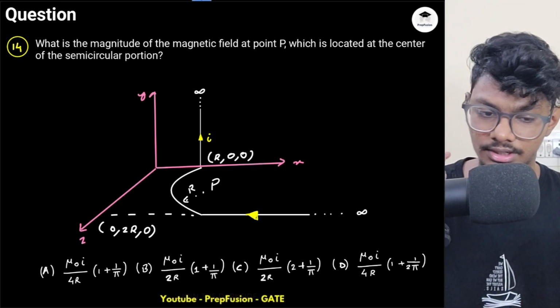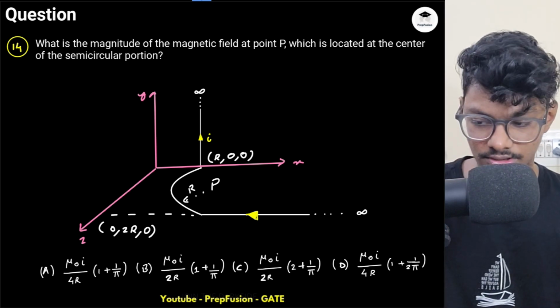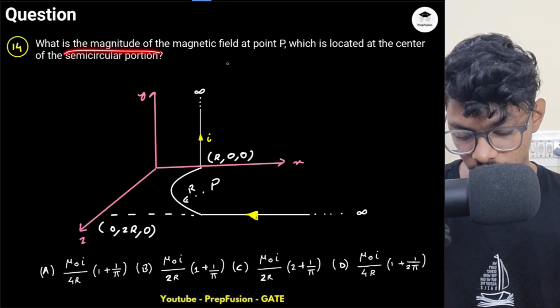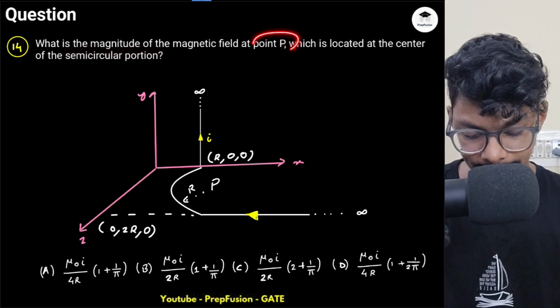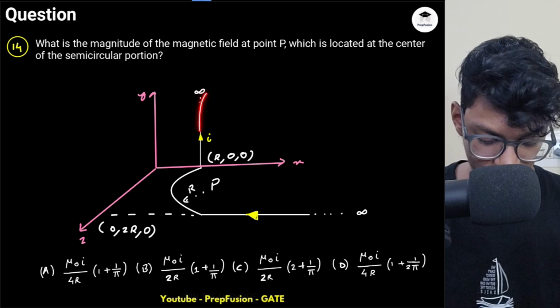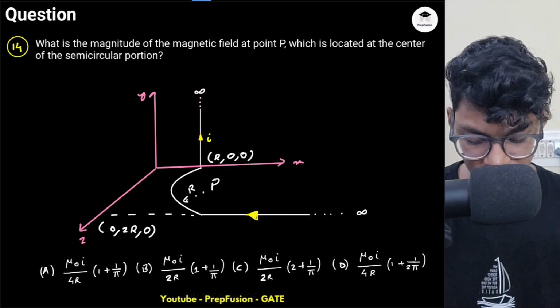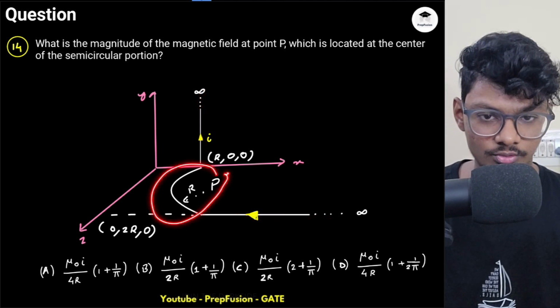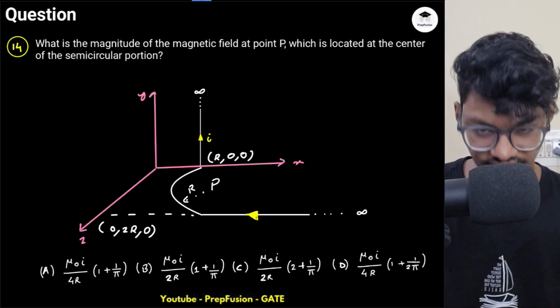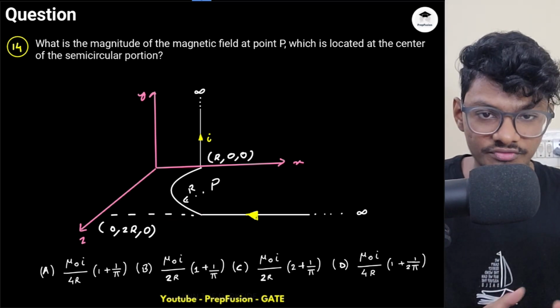I am hoping that they haven't yet asked this type of question, but this type of question can come in the future. What is the magnitude of the magnetic field at point P, which is located at the center of the semicircular portion? So again, I have two semi-infinite wires and this is a semicircular portion, and this time they have given me proper coordinates and the configuration is a bit different.